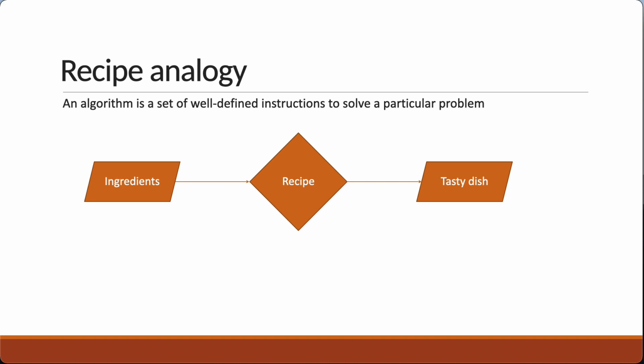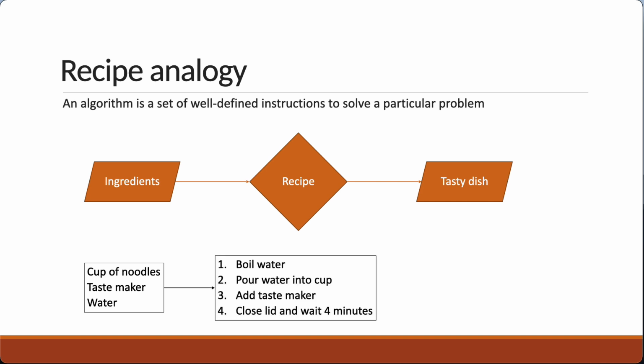If you're preparing instant noodles, you have a cup of noodles, tastemaker, and water as the ingredients. For the recipe, you have steps like boil water, pour water into the cup, add tastemaker, and close the lid and wait for 4 minutes. The output is a cup of tasty noodles that you can enjoy.